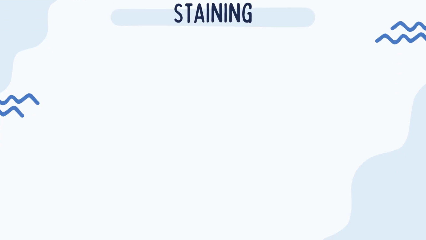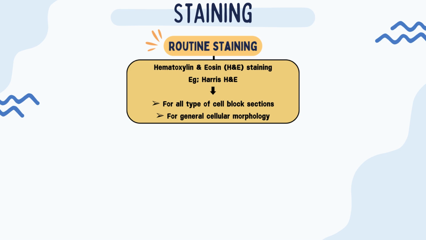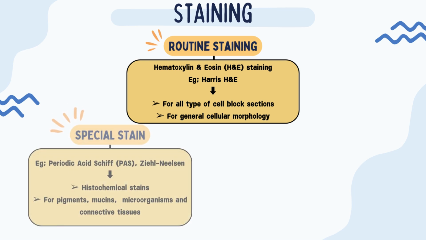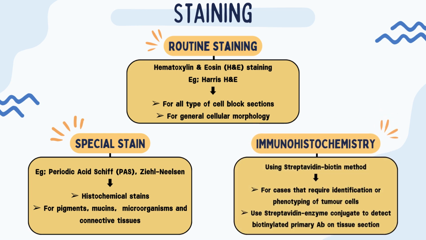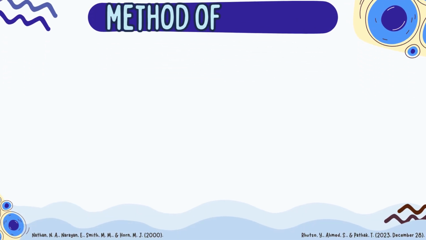There are 3 types of stain that were used. Firstly, routine H&E staining, which provides clear visualization of general cellular morphology. It was used on all types of cell block sections. When necessary, histochemical stains were used to stain pigments, mucins, microorganisms, bacteria and fungi, and connective tissues. For more complex cases that require tumor cell identification or phenotyping, the streptavidin biotin method will be used. Next is method of analysis.